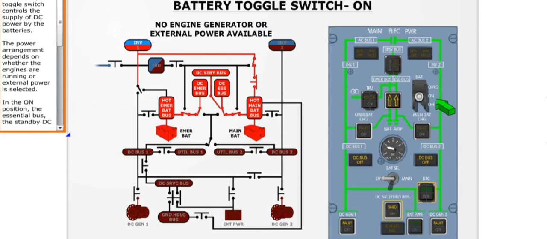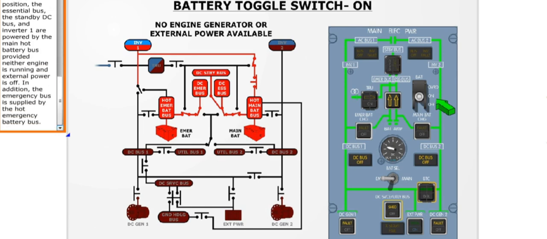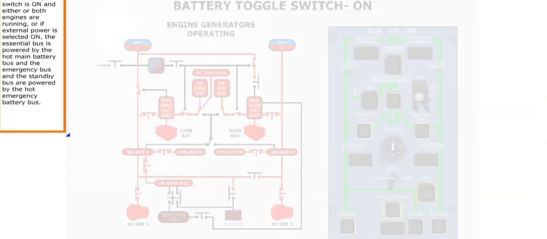The battery toggle switch controls the supply of DC power by the batteries. The power arrangement depends on whether the engines are running or external power is selected. In the on position, the essential bus, the standby DC bus, and inverter 1 are powered by the main hot battery bus, provided neither engine is running and external power is off. In addition, the emergency bus is supplied by the hot emergency battery bus.